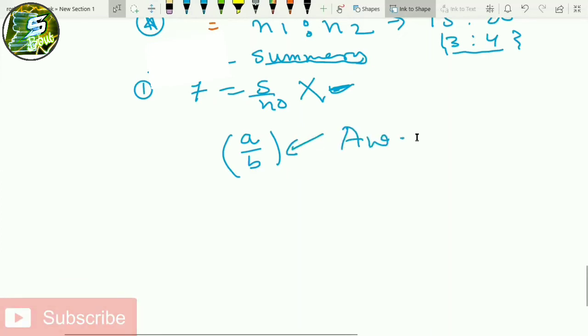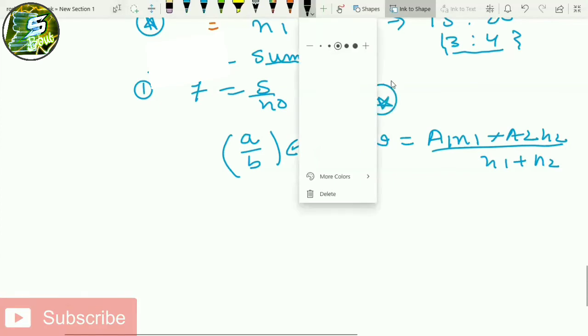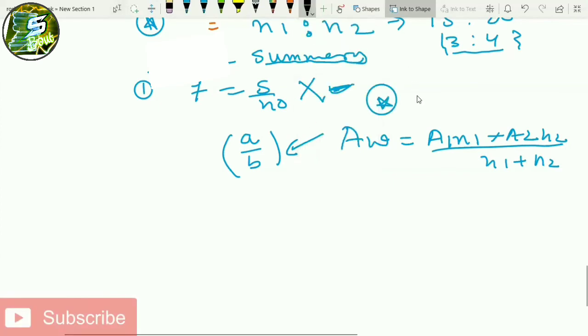And what is the formula for weightage average? Everyone understand. The formula for weighted average is equal to A1 N1 plus A2 N2 whole divided by N1 plus N2. And please remember this formula. I'm not asking you to learn it by heart, but at least keep this formula in your mind. Why? Because in the entire topic of alligation and mixture, my friend, I'll again be using the same formula and defining the entire topic on this formula.